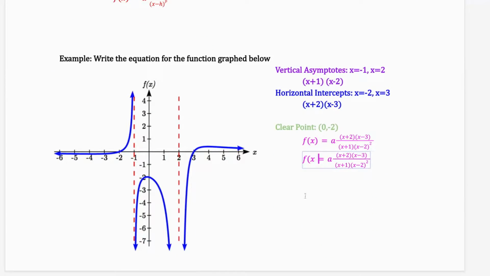So when I plug it in, I'm going to have -2 equals (0 plus 2)(0 minus 3) over (0 minus 2) squared (0 plus 1). So I replaced f of x with -2 and x with 0. And then I can start solving.